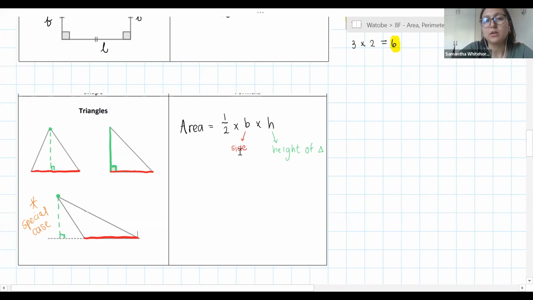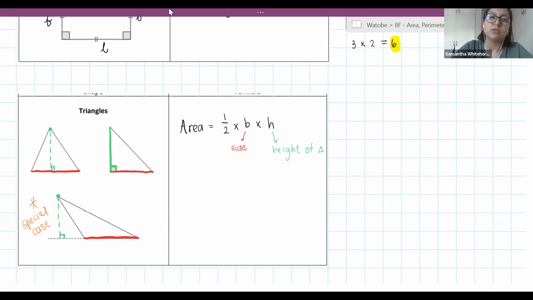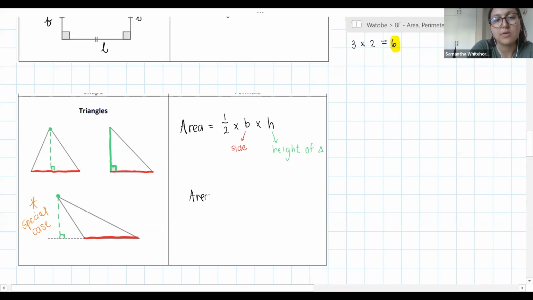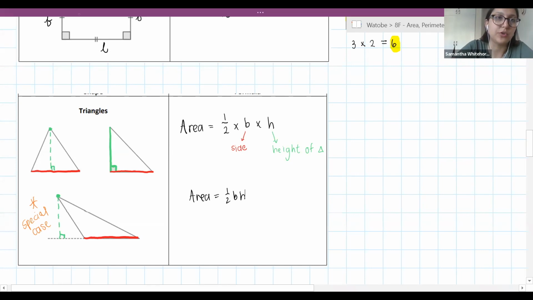Right, so for a triangle, half times the base times the height. Obviously, if you want to write this without the multiplication signs, so basically area is equal to half base times height, that's absolutely fine. Just remember you are multiplying. Okay, so again, I'll leave it here in case you want to take a screenshot, and then we'll have a look at our last shape, which is a circle.